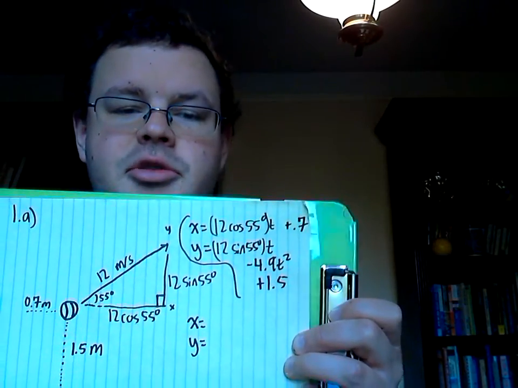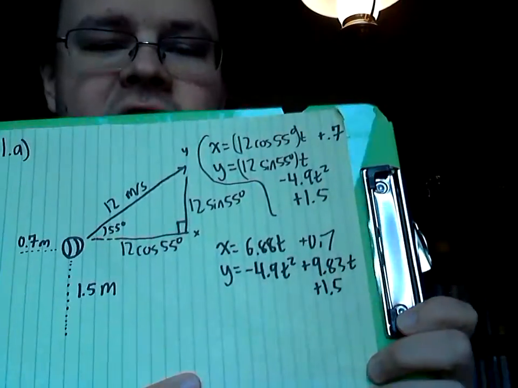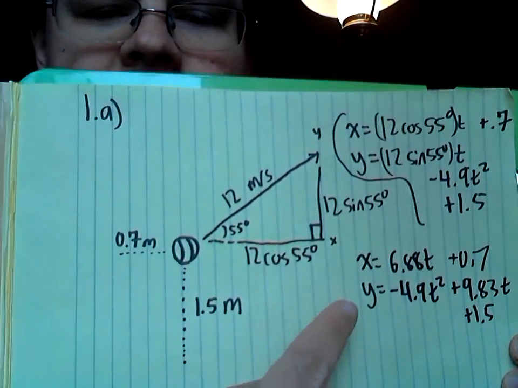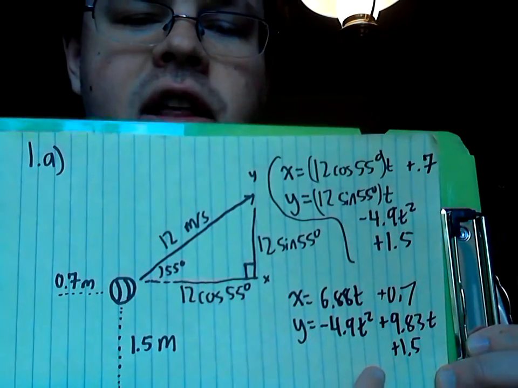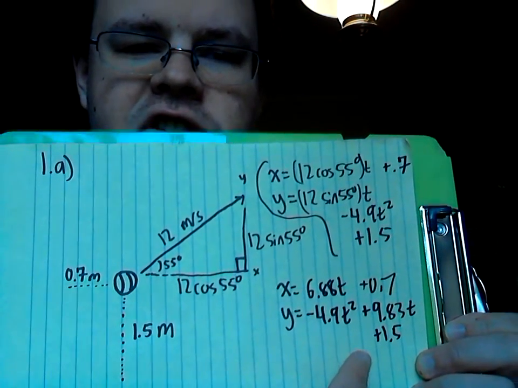And you can plug these into a calculator. You get x equals 6.88t plus 0.7, and y equals negative 4.9t squared plus 9.83t plus 1.5. So your parametric equations end up looking something like that. I'll give you about 15 seconds to finish writing these down.